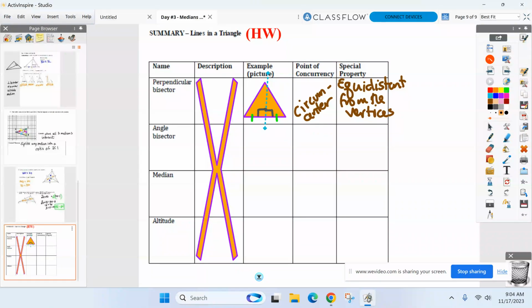Okay? Every example should have a triangle in it. And the last three here should come from a vertex when you draw it in. All right?